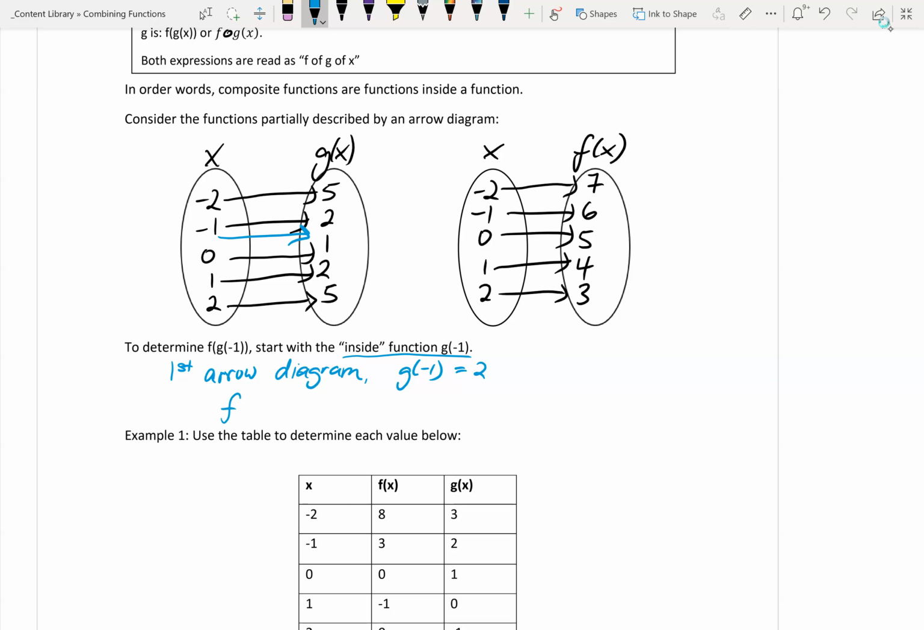Now if I want to find f of g of -1, well, I just found what g of -1 is. I'll replace this g of -1 with 2. Now I'm going to look at the next arrow diagram. So use the second arrow diagram to find f of 2. So 2 is our x value. If we input 2, we're going to get back a 3. So f of 2 is 3. So therefore, your final answer for f of g of -1 is 3.